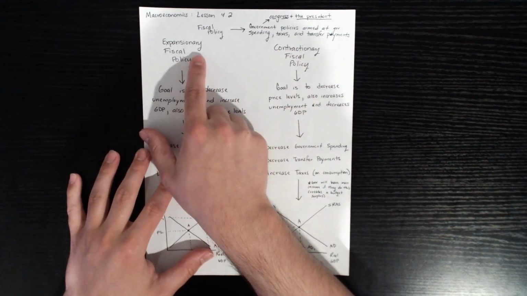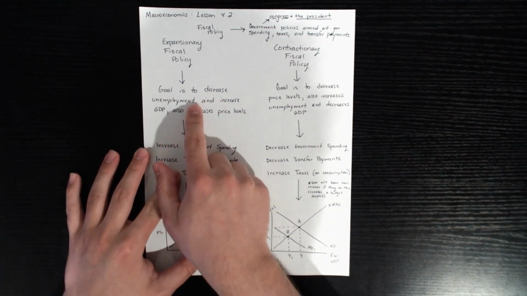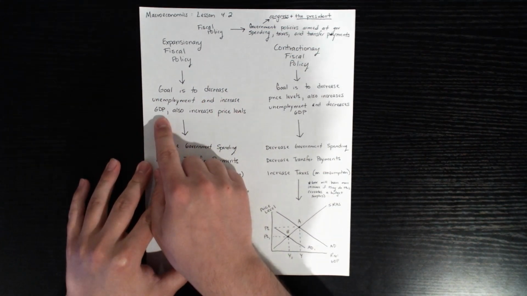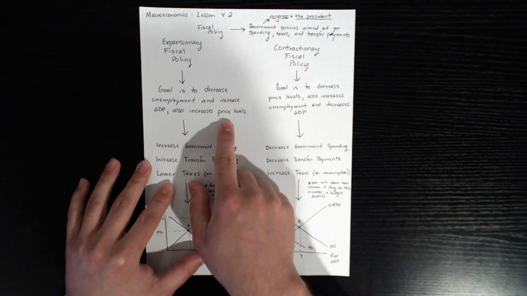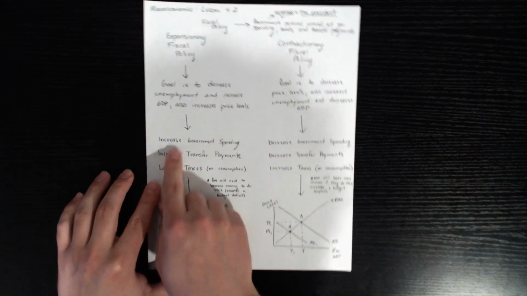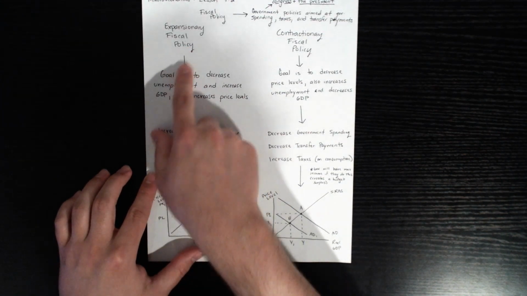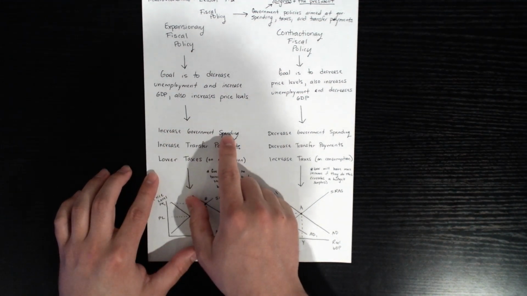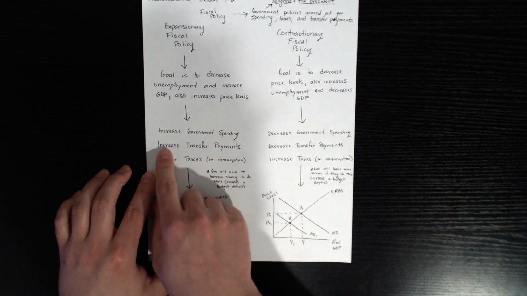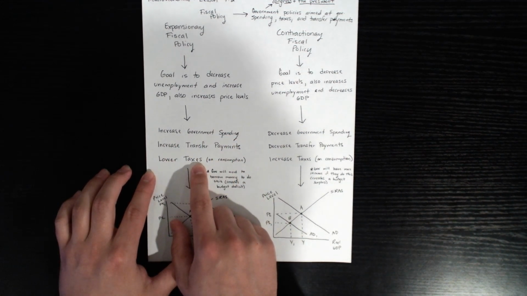First, we're going to look at expansionary fiscal policy. Here, the goal is to decrease unemployment and increase GDP, which also ends up increasing price levels. Here, what the government is going to do to conduct the expansionary fiscal policy is to increase government spending, increase transfer payments, and lower taxes.